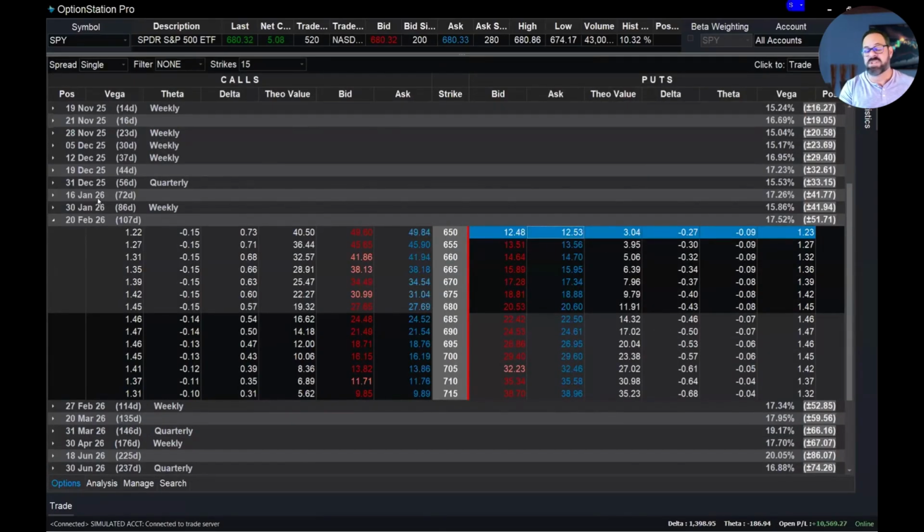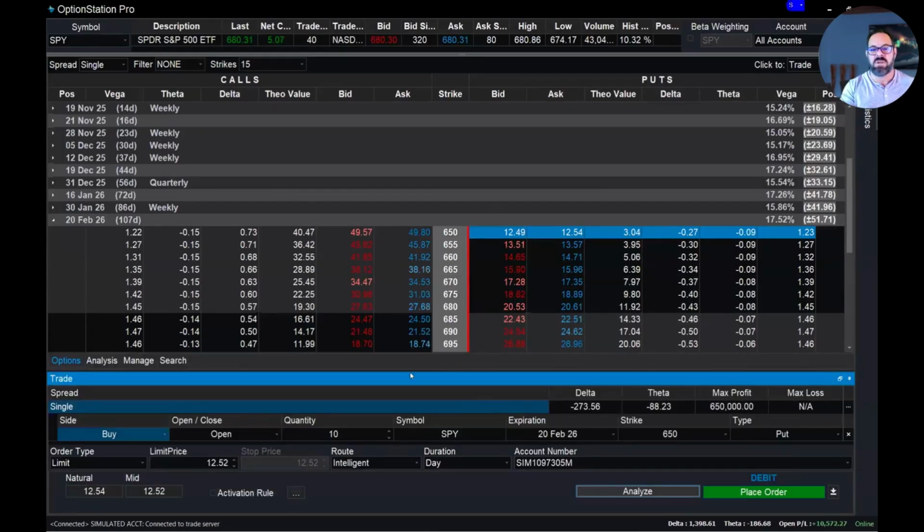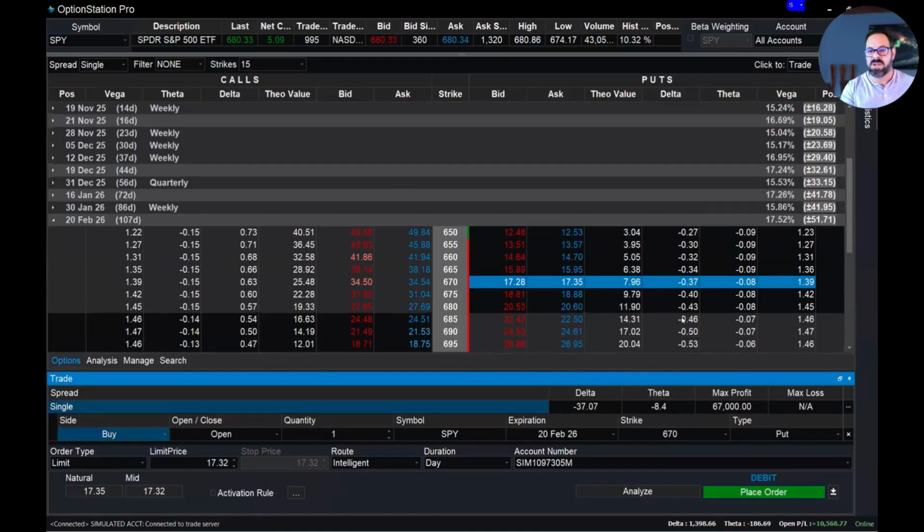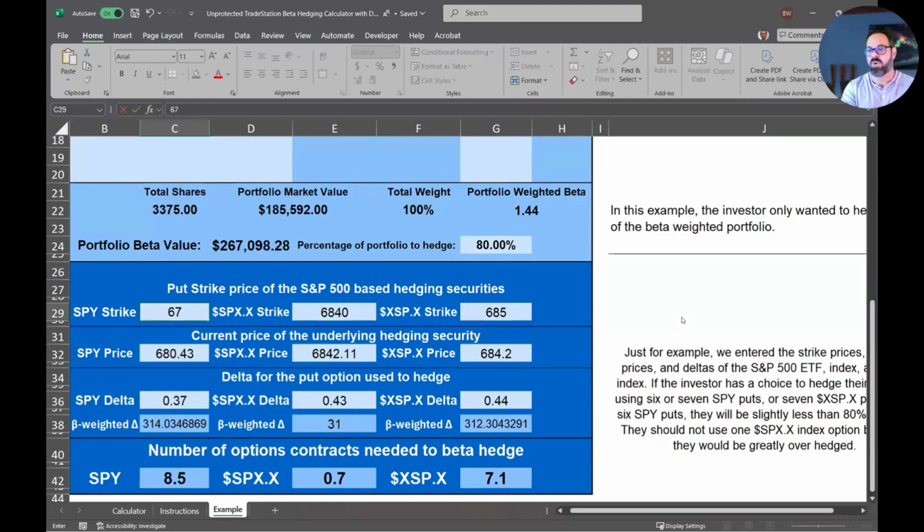We can always roll our position by creating a new hedge and getting out of the old one. Remember, let's say I keep the same time but do a different option. So get rid of that one. I'm going to do it this way. Maybe we do 670 and get rid of the 650. And we have a 0.37 delta. Listen, 670, and we've reduced it down to 8.5.